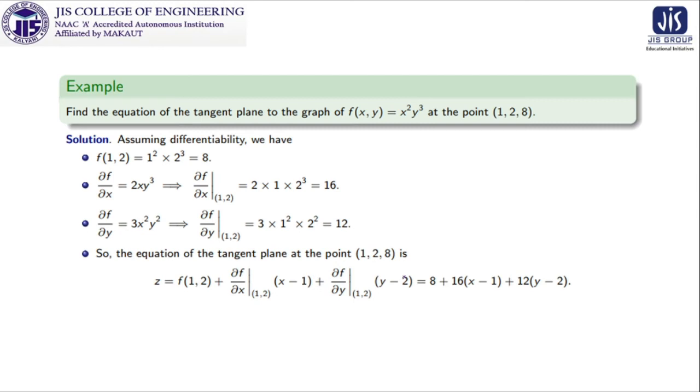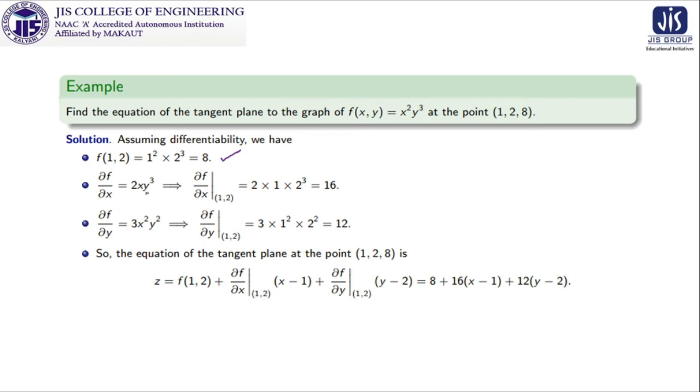Now we are proceeding to another example. Find the equation of the tangent plane to the graph of f(x,y) equals x squared y cubed at the point (1, 2). Obviously f(1,2) will be 8, because 1 squared into 2 cubed is 8, assuming the differentiability.